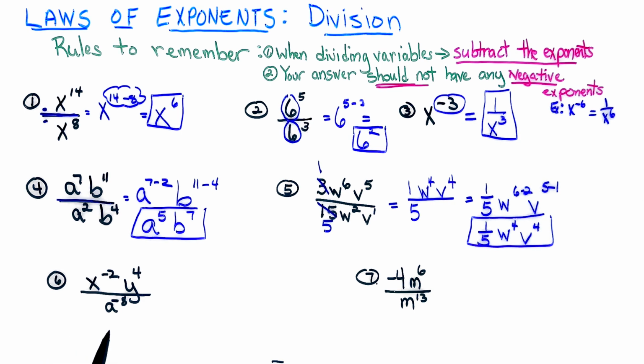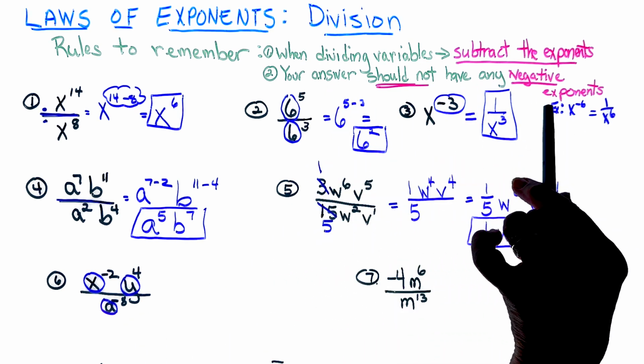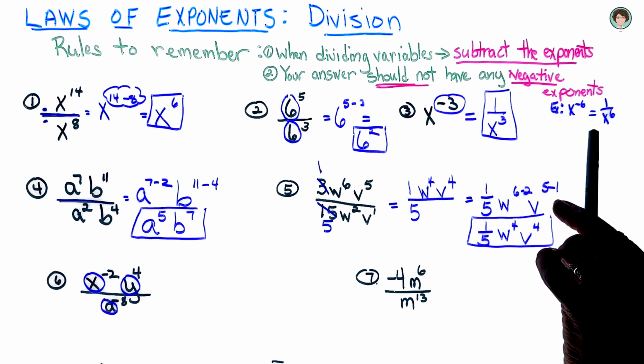All right, let's look at the next one. Oh, well, I see some negatives there. I have x to the negative 2, y to the 4th, and a to the negative 9. So I'm noticing I have all different variables, so I cannot put any of those together. But what I'm going to need to do is use this rule that I am not allowed to have any negative exponents.